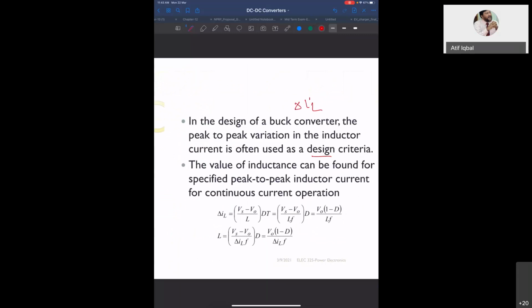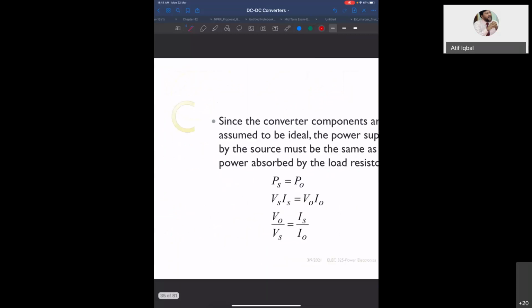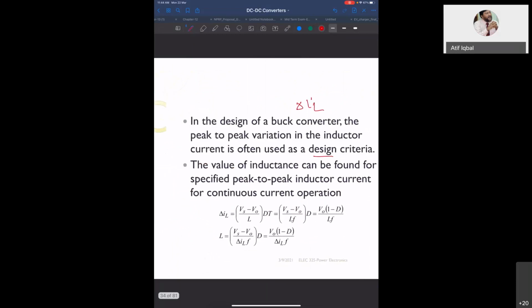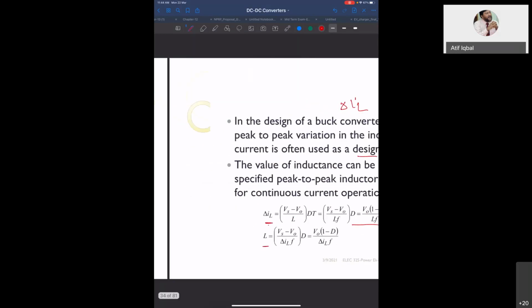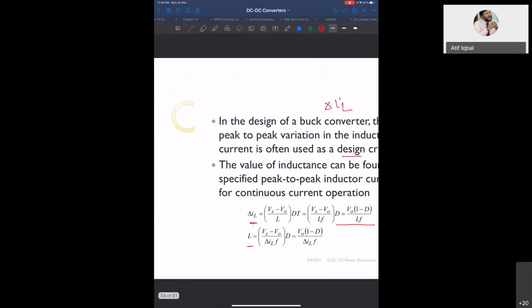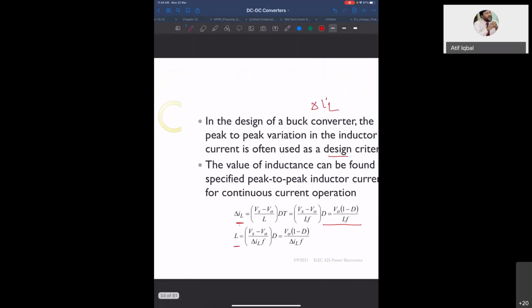For continuous current operation, we have already obtained this equation. This is your ripple, this is delta IL. So delta IL is this, and the value of inductance is, this is Vs minus V naught by L. This is from the on condition, and the value of L we can obtain as Vs minus V naught upon delta IL into F. Okay. In general, this gives you the inductance.